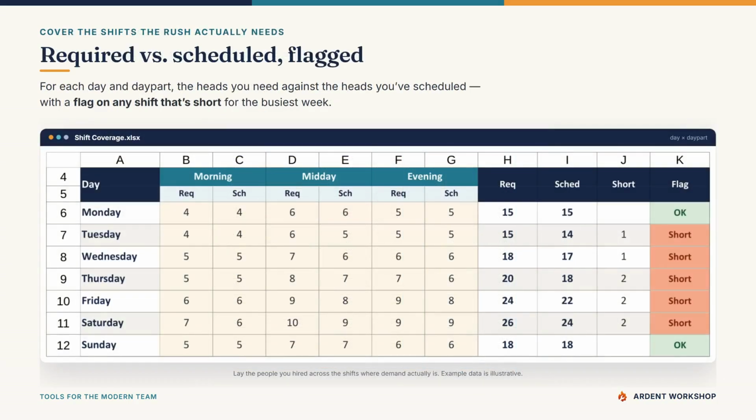Having enough heads for the week doesn't mean they're on the right shifts. The shift coverage grid sets the heads you need against the heads you've scheduled for each day and day part, and flags any shift that's short, so the people you hired stand right where the rush actually is.